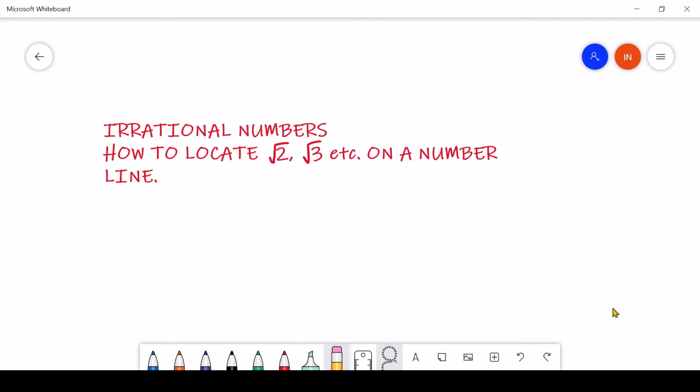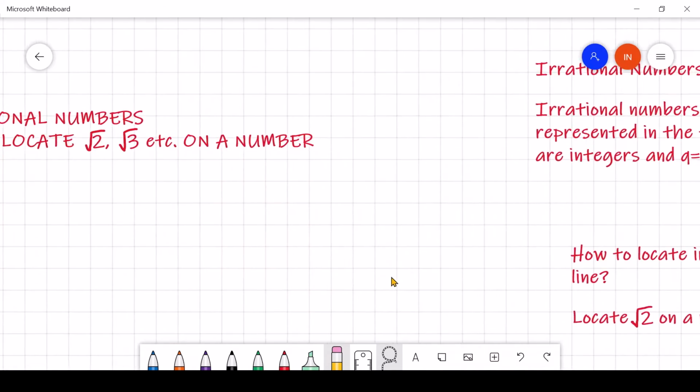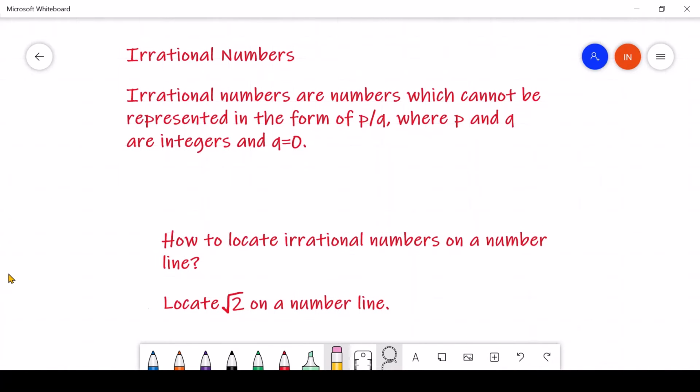In this session, let's see what irrational numbers are and how we can locate these irrational numbers on a number line. Irrational numbers are numbers which cannot be represented in the form of p by q, where p and q are integers and q is not equal to 0. These are called irrational numbers.